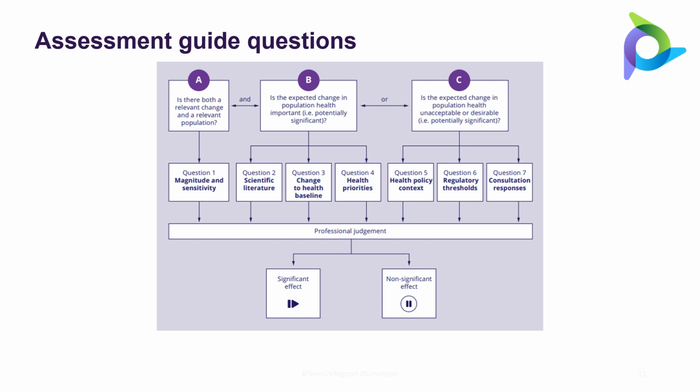Question 5 then falls under category C. Is the expected change in the population health acceptable or desirable? Again, looking at whether it is potentially significant. And question 5 asks, could changes due to the proposal have a substantial or influential effect on the ability to deliver current health policy? Is this proposal, is this legislation, is this plan going to impact on the ability to deliver current health policy, for example?